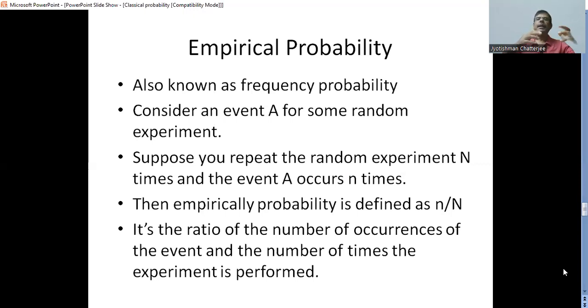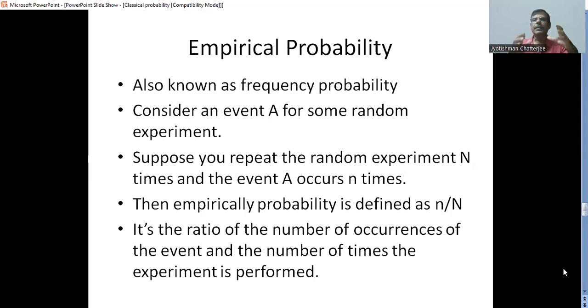Now suppose you repeat the same experiment a number of times, actually a large number of times. Because when you repeat the experiment a large number of times, then it makes more sense to take ratio, etc. We'll see that later.